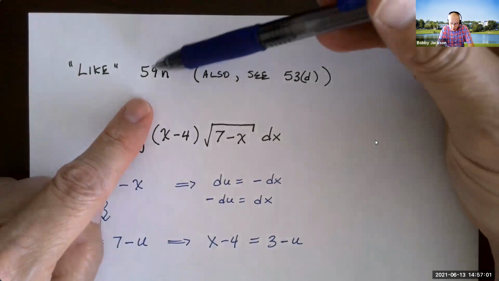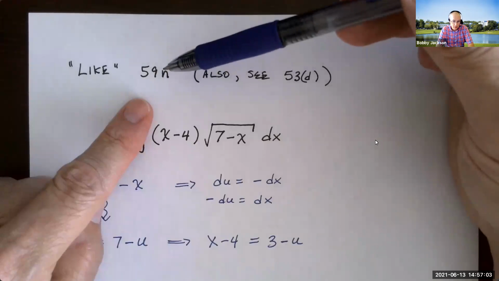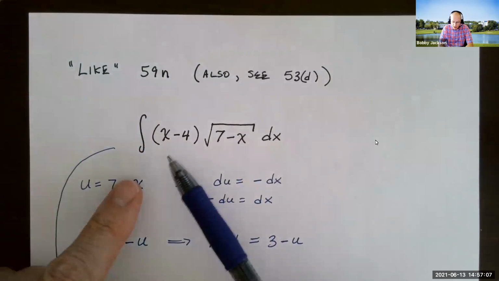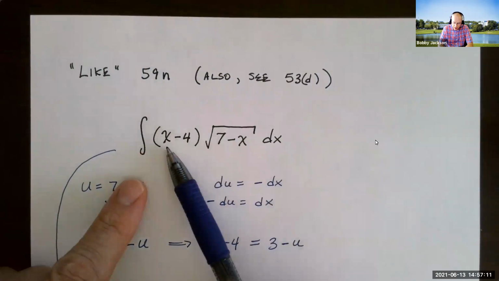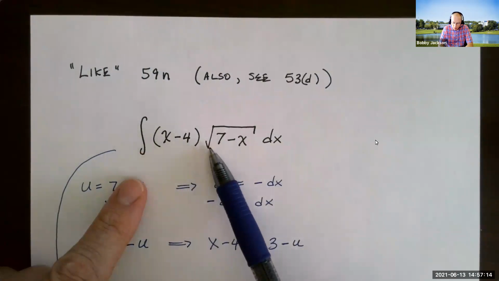And so some use substitution and some can be done without. This one really needs substitution. So let's take a look at it. So it's very similar to 59n. I've just changed some of the numbers around. But you have x minus 4 times the square root of 7 minus x.